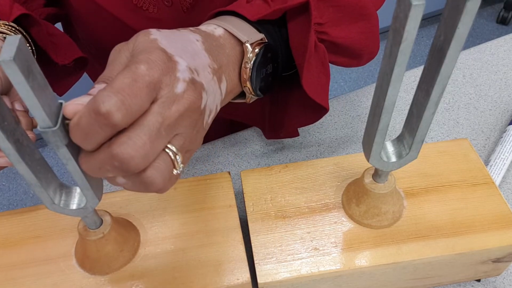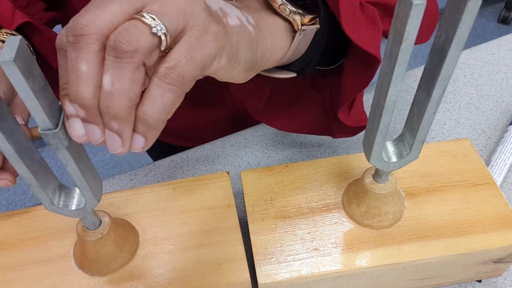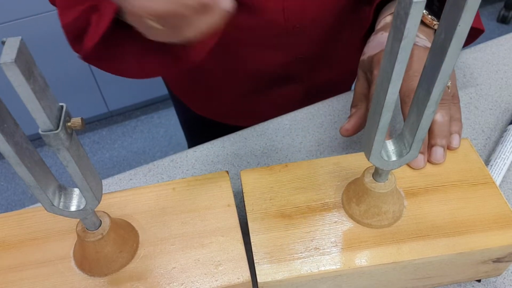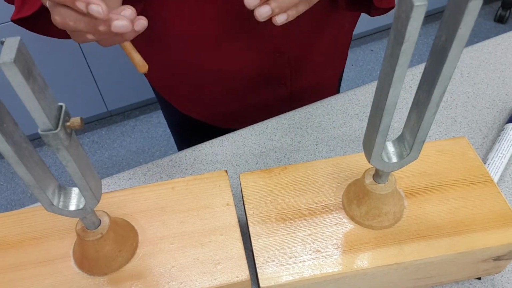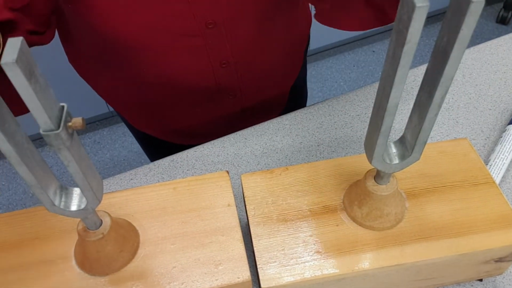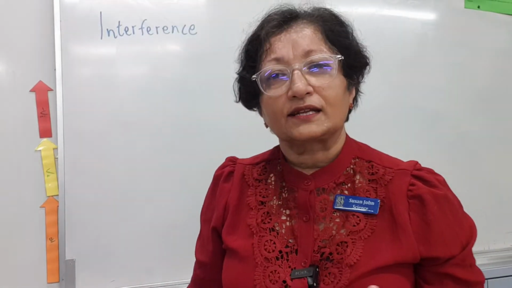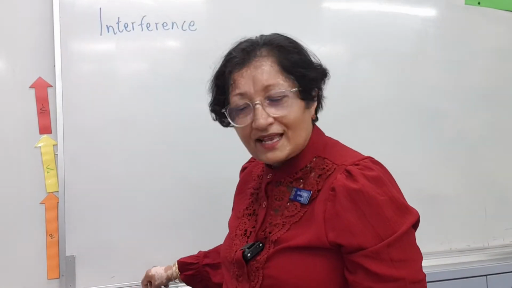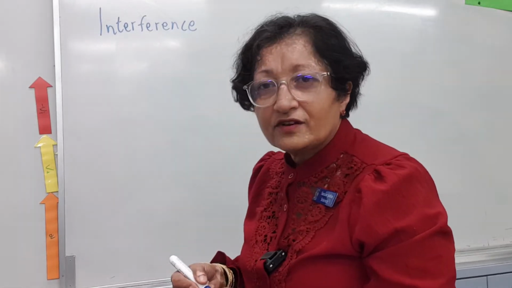If I change the frequency so they're further apart, there are more beats. Okay? So the alternating pulsing of loud and soft sounds are called beats. And how can you calculate the number of beats you hear per second? That's called the beat frequency.